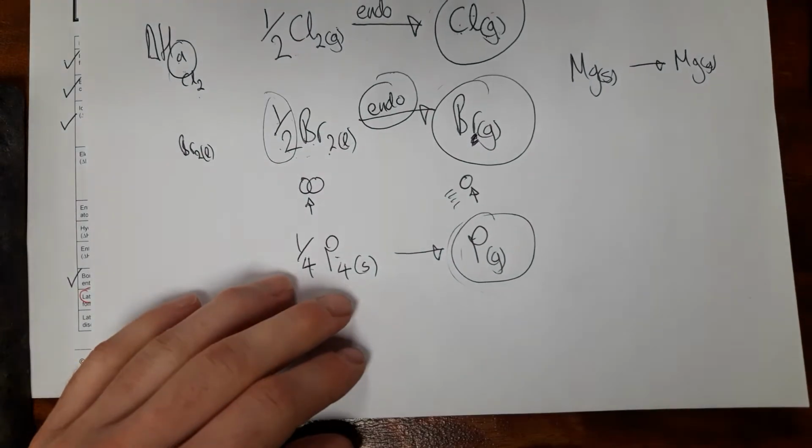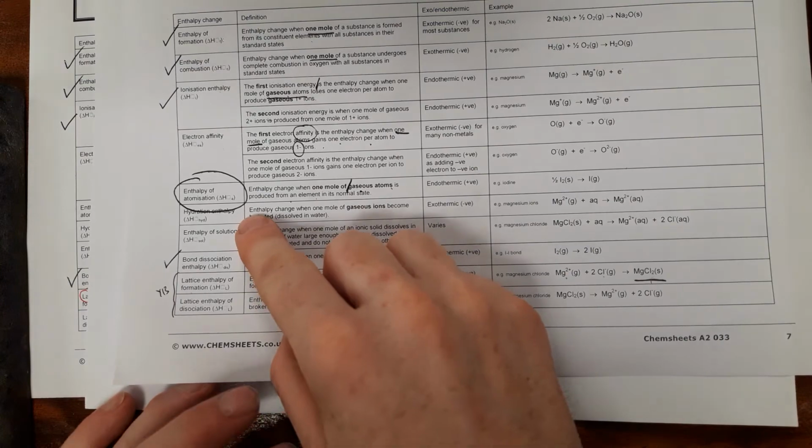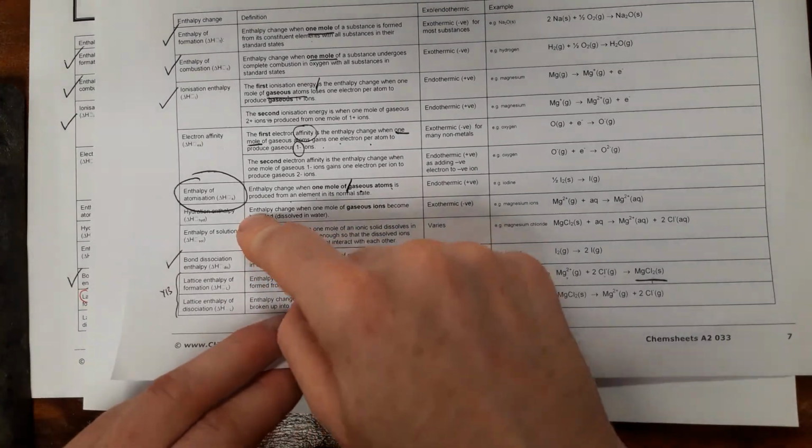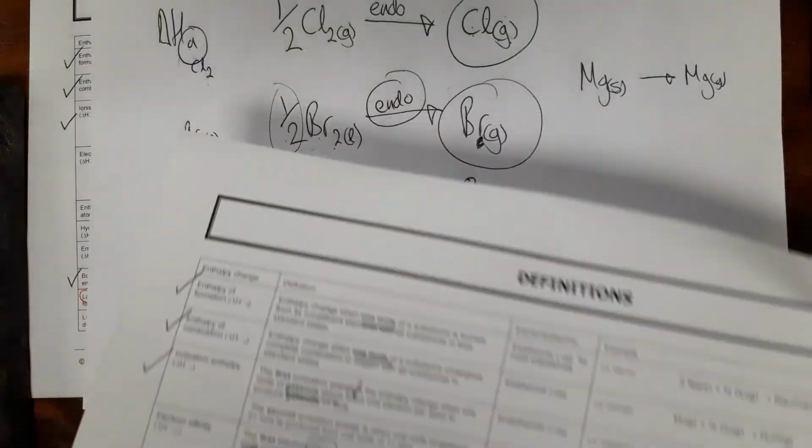All right. The next one to look at on the sheet is hydration enthalpy. Now we do a little bit more on hydration enthalpy soon.